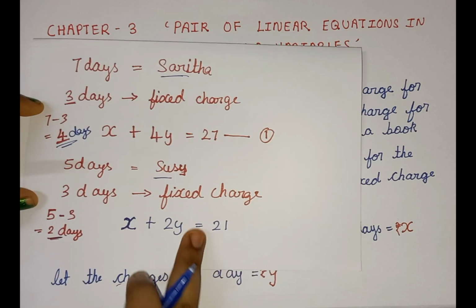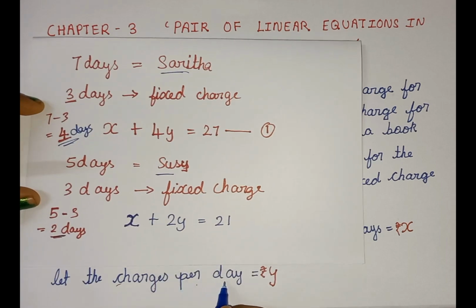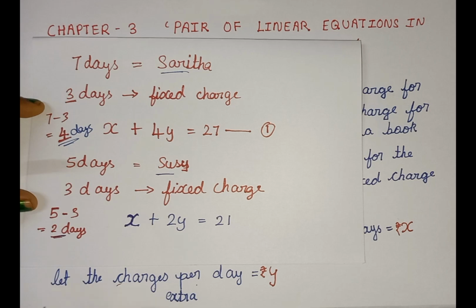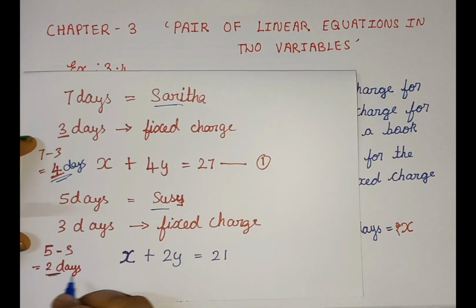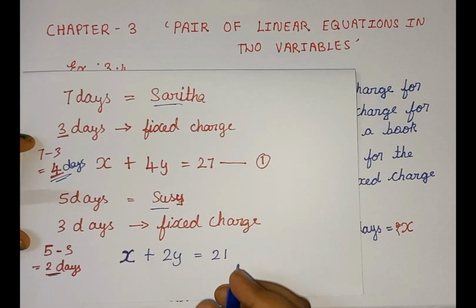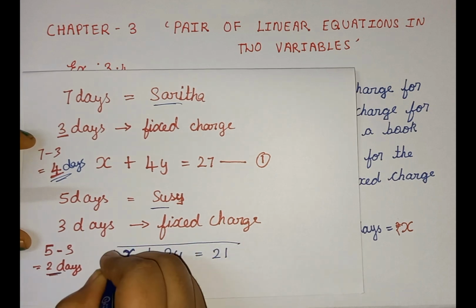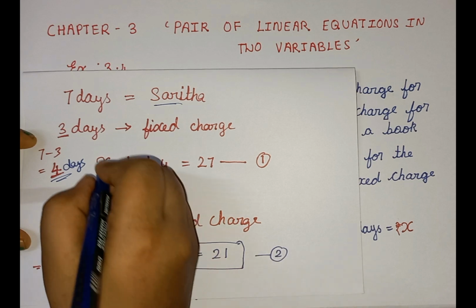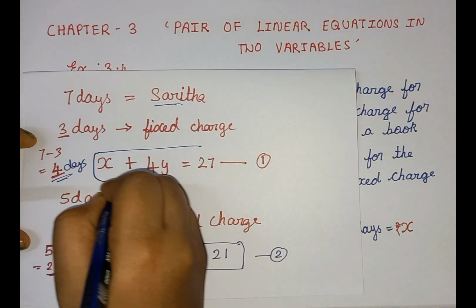That's why they are charging per day. But what is the meaning of per day? Each and every day they are charging. If they keep the book in their home for extra days beyond 3 days, then they should pay money. That is a charge. So that's why I wrote 2 into y. Now this is also an equation, isn't it? That is equation number 2. So finally we got 2 equations.